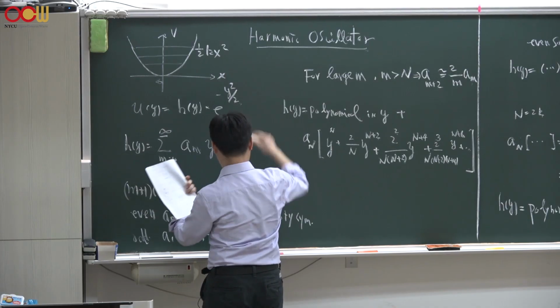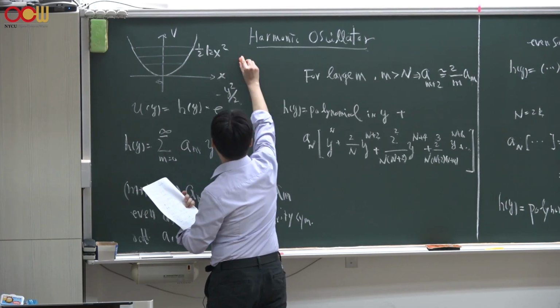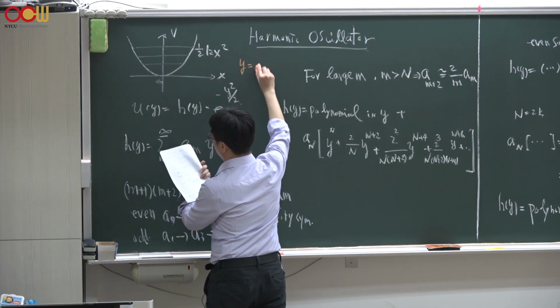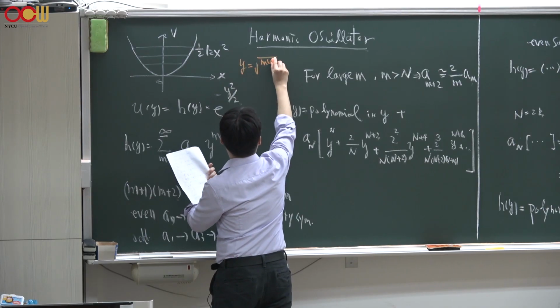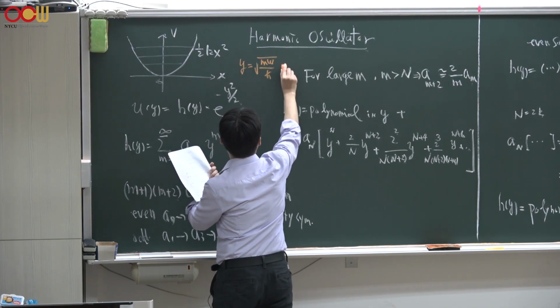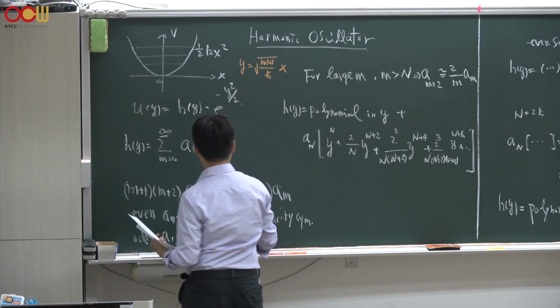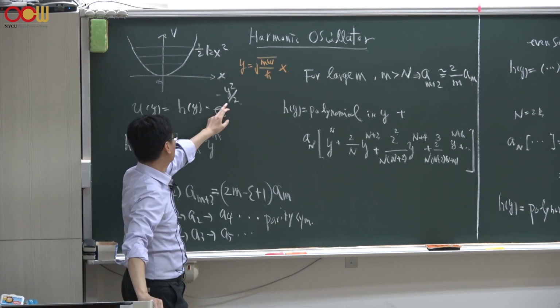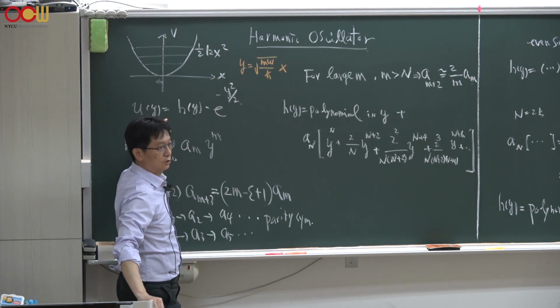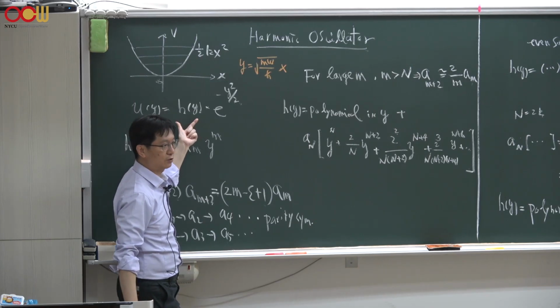Let me show you the y. y is x times some prefactor. So when y goes to 0, the solution is given by the h function.